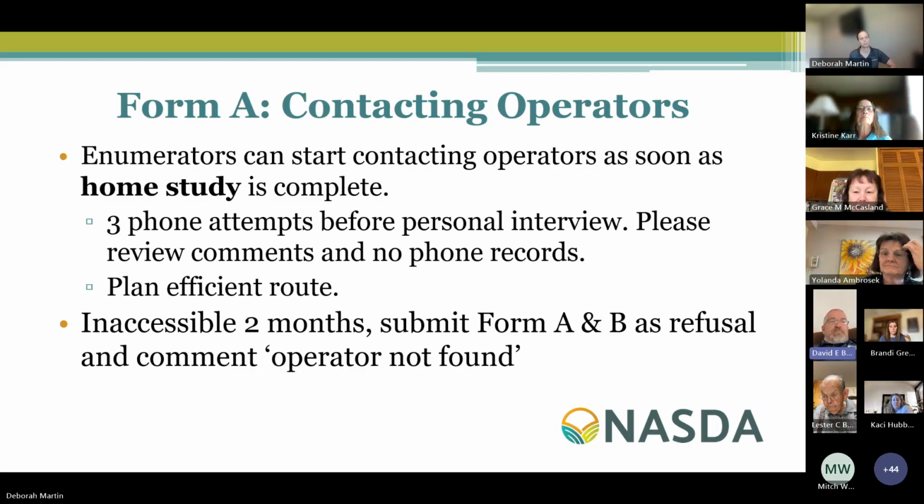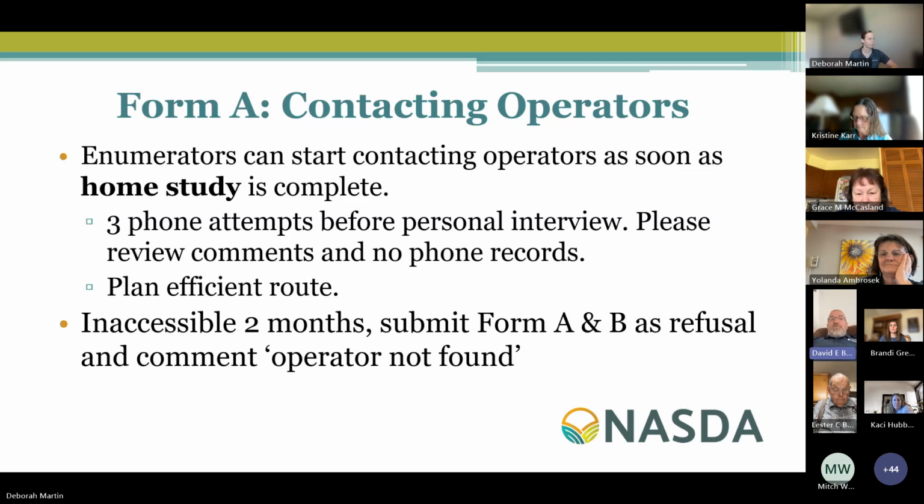On the 3 phone attempts before a personal interview, I understand why we do that for most surveys, but this survey is going to be very difficult for a farmer, especially our older farmers, to explain where a field is over the phone on a phone attempt.